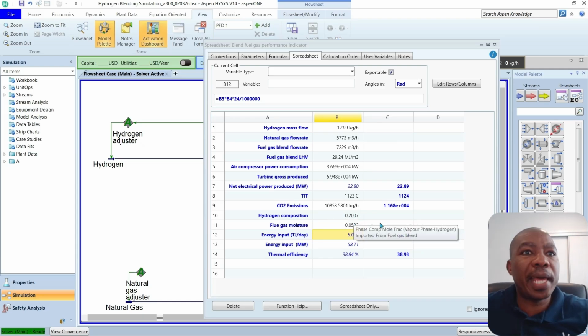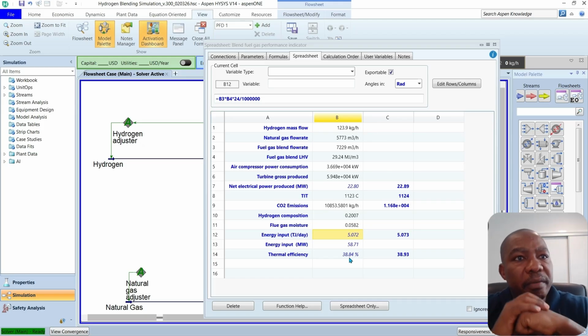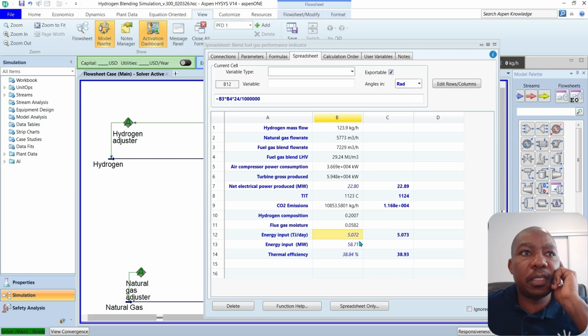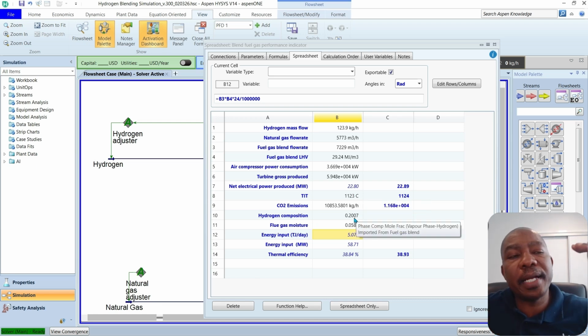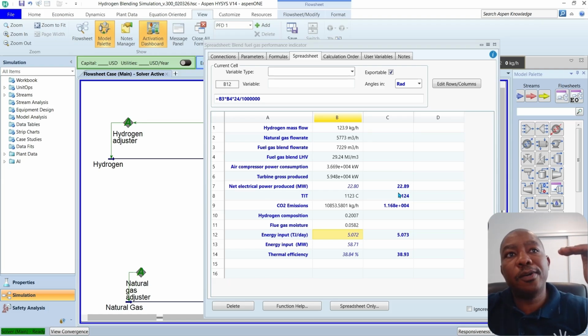Now let's just talk about what happens. So you can see the thermal efficiency dropped a little bit from 38.93 to 38.84, and the power production is now 22.8 megawatts compared to the baseline of 22.89 megawatts. This is insignificant, right? I mean, we've just been pedantic here. You can see if we crank up the hydrogen to 20%, we don't expect the performance of the turbine to actually drop that much. It's definitely not increasing. It's either staying the same or has a very small drop.